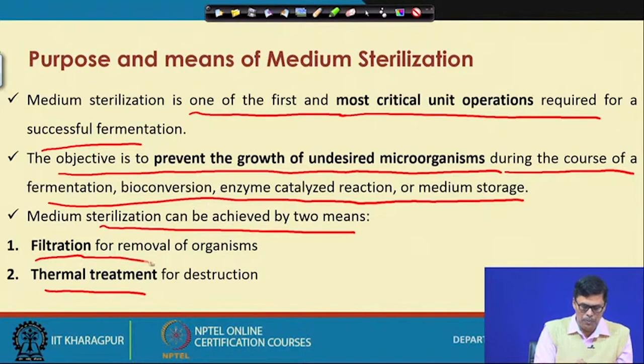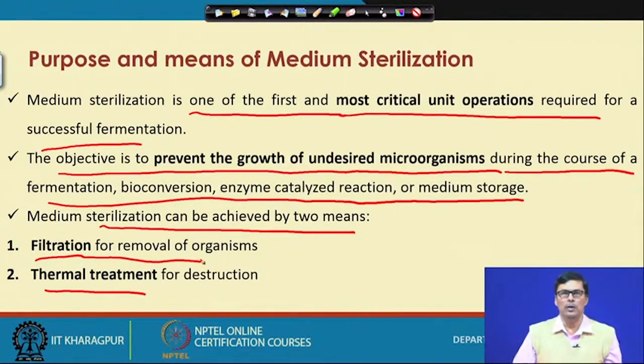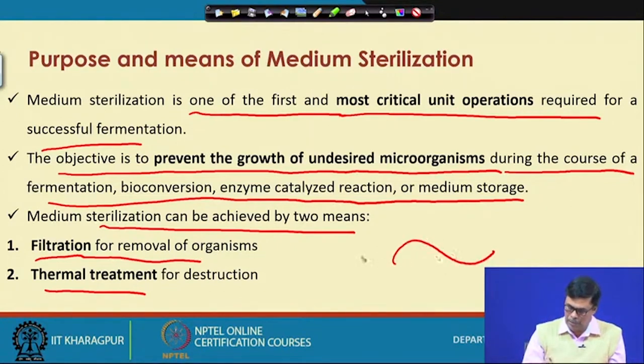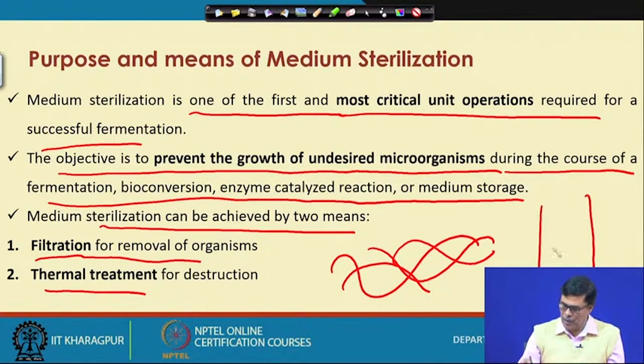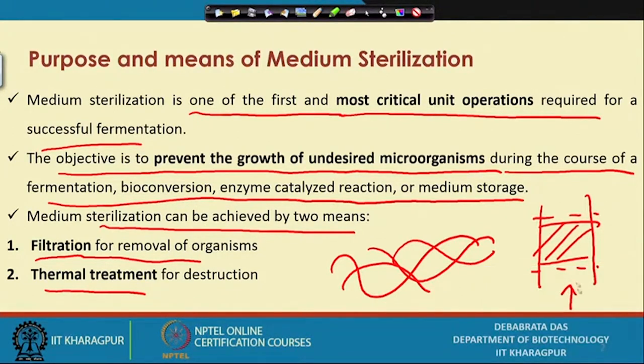Now, filtration, we have shown previously, in filtration we physically remove the microorganism. Suppose you have fiber like this, this is the filter, and this is the supporting material. When you pass your air like this, in between the fibers your organism will be entrapped, am I right? And in the case of a membrane, we have a pore size. On the basis of that, we will not allow the bigger size particles to enter into the system. This is how we can do that.